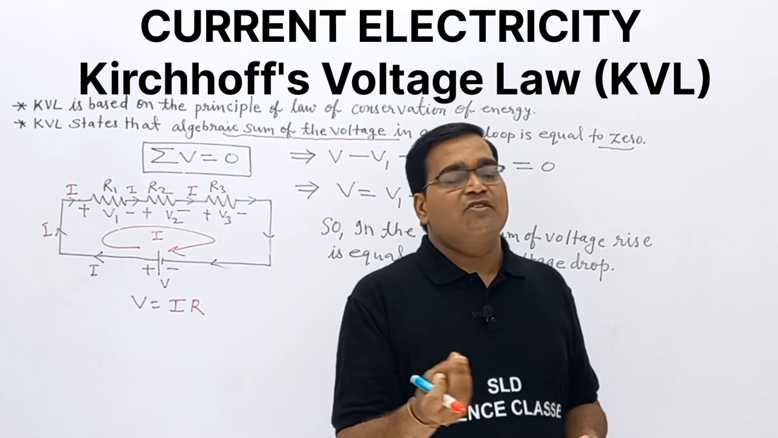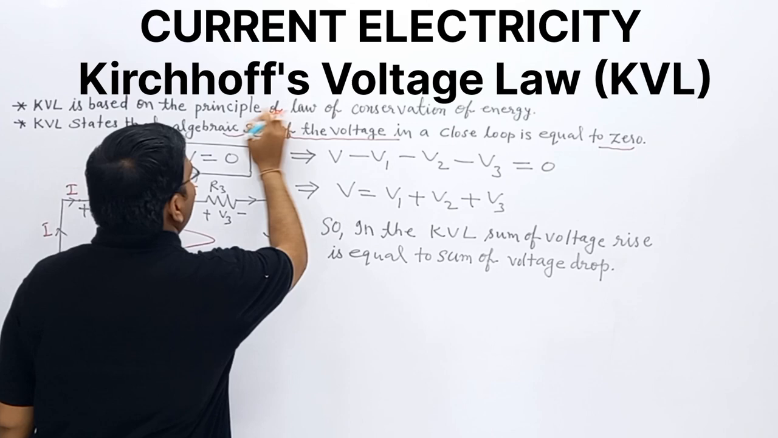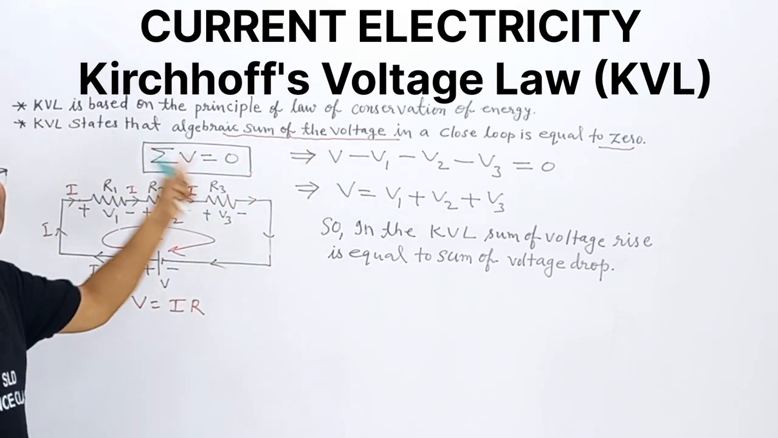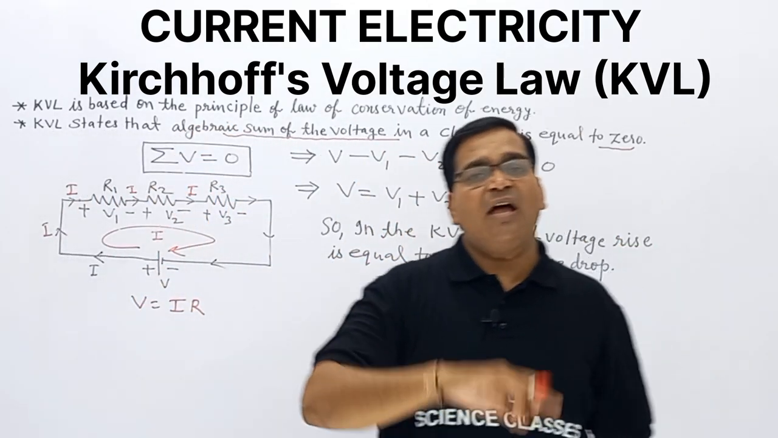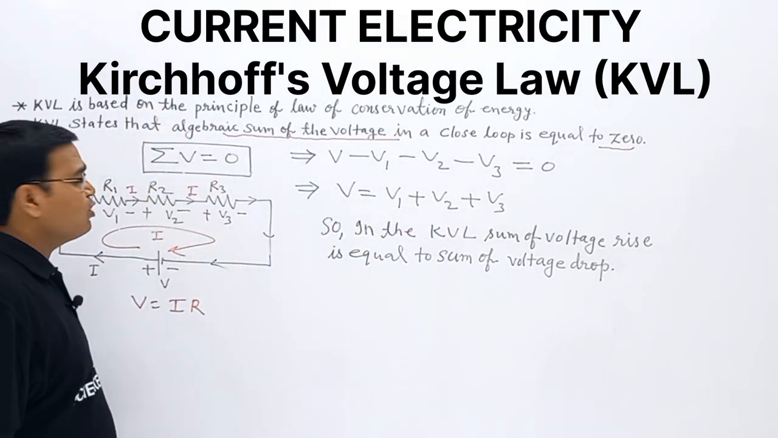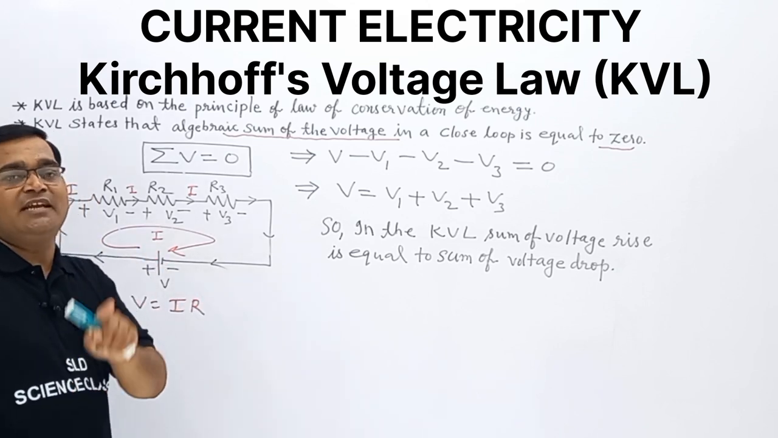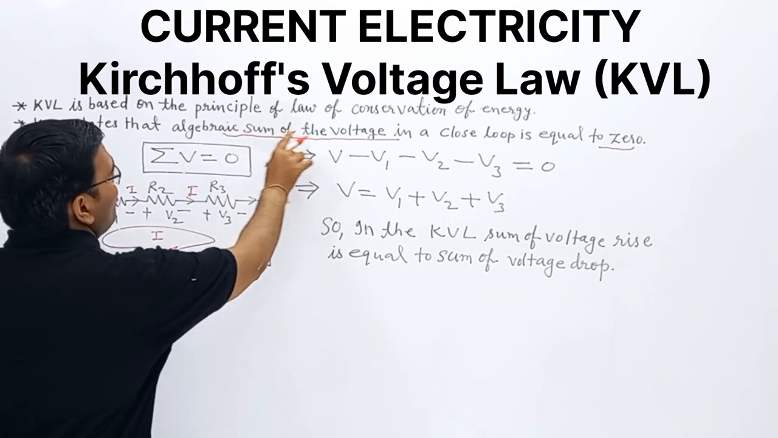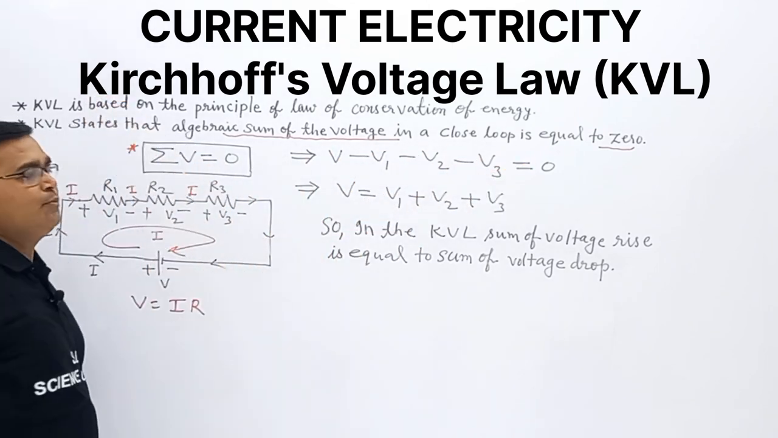Observe. In statement form, KVL states that the algebraic sum of voltage in a closed loop. This is the closed circuit in which the sum of the voltage. KVL applies where? In a closed circuit. In the closed circuit, the sum of voltage will be what? 0. That is Kirchhoff's voltage law, KVL. KVL is applied in a closed circuit. In the circuit, the sum of voltage will be 0. That is, the algebraic sum of voltage in a closed loop is equal to 0. That is KVL. This will be its statement.